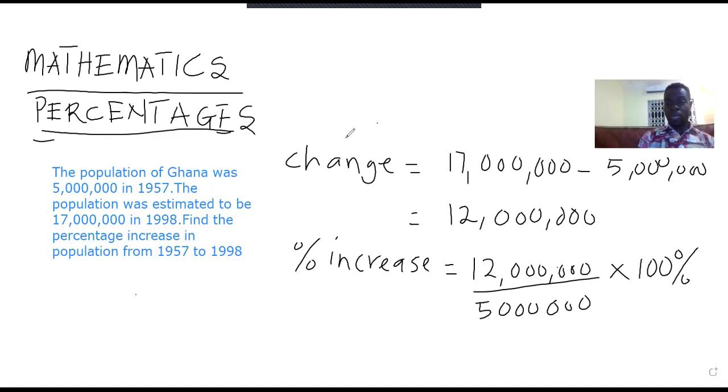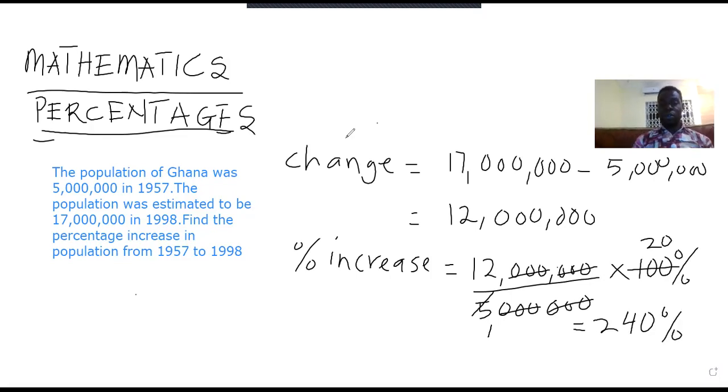We cancel our zeros. So 1, 2, 3, 1, 2, 3, 1, 2, 3, 1, 2, 3. Then 5 times 1 and 5 times 20. That gives us 100. Good. So we have 20 times 12, and that gives us 240%. So the percentage increase in population is 240%.